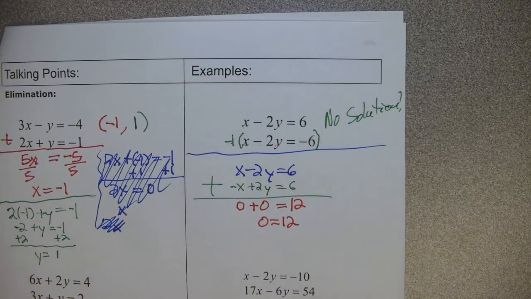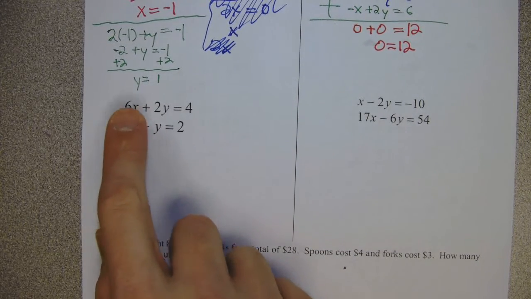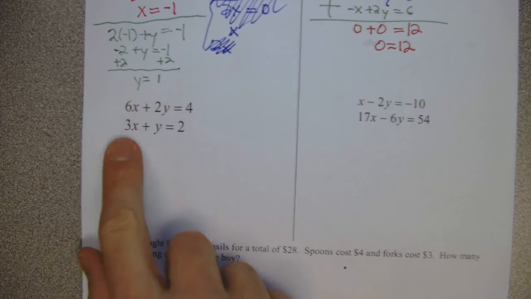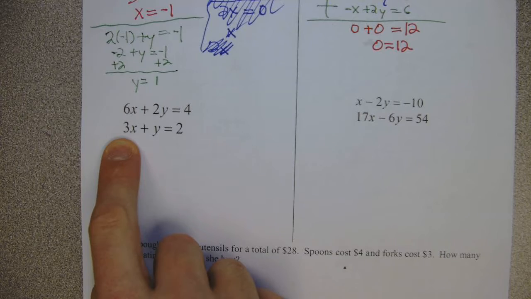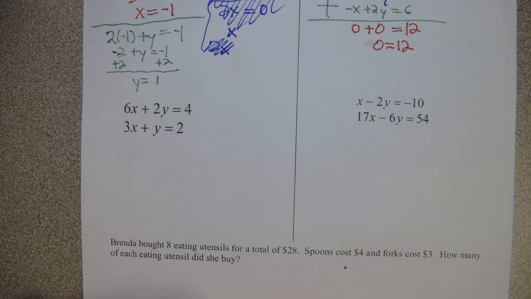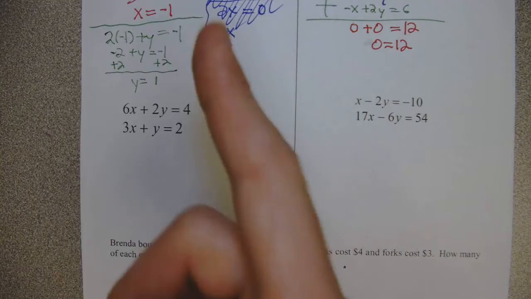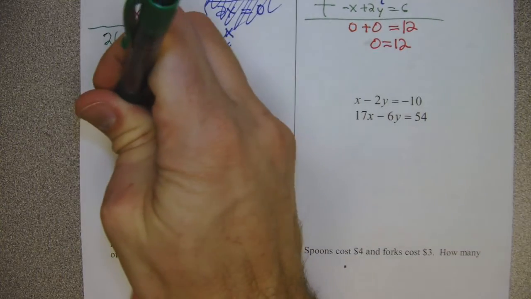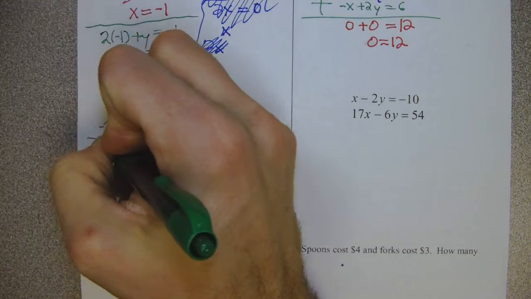All right, let's try another one. With this one, I notice I've got a couple of different options. I've got 6x, 2y, and 4. I've got 3x, 1y, and 2. I noticed that I could multiply everything by a -2 on the bottom, and then the x's would cancel because that would be a -6. I could also notice that -2 would also work here. Well, that's kind of weird. Let's see what happens. I'm going to multiply everything down here by a -2, and we'll see what falls out.